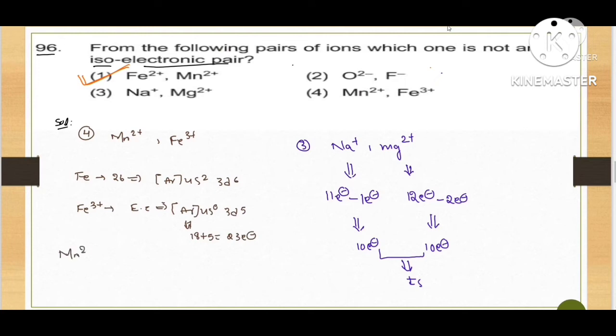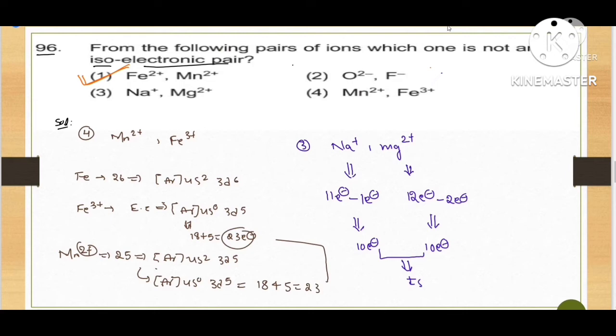Now Mn 2 positive. Its atomic number is 25, and its electronic configuration is argon 4s2 3d5. By loss of 2 electrons, its electronic configuration becomes argon 4s0 3d5. That means 18 electrons from argon plus 5 electrons, it becomes 23. Fe3 positive has 23 electrons, Mn2 positive also has 23 electrons. That's why both are an isoelectronic pair.